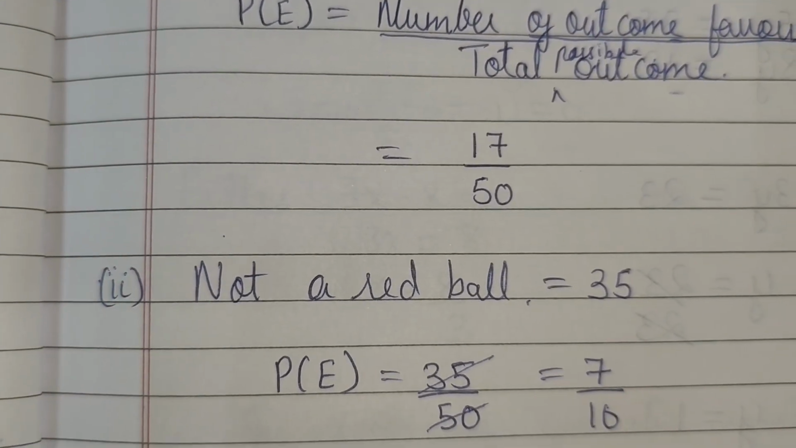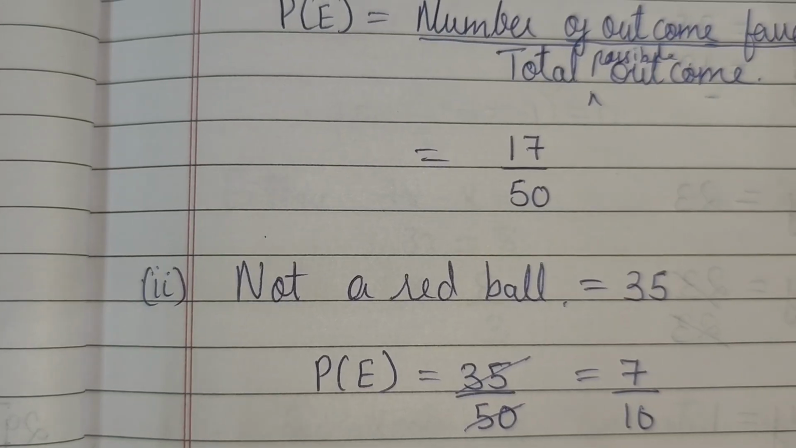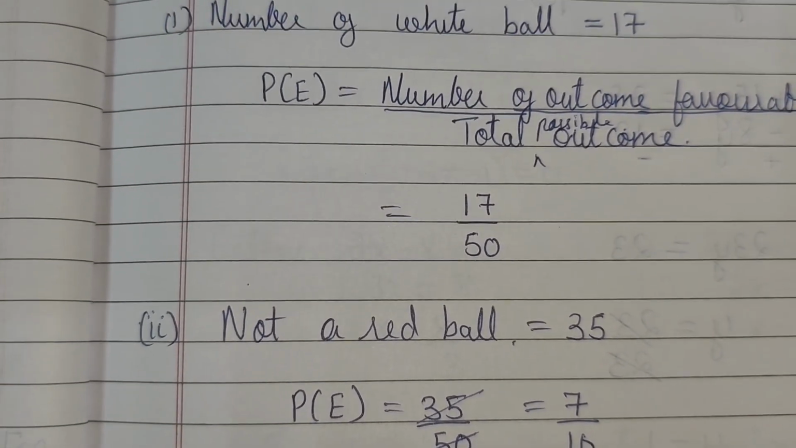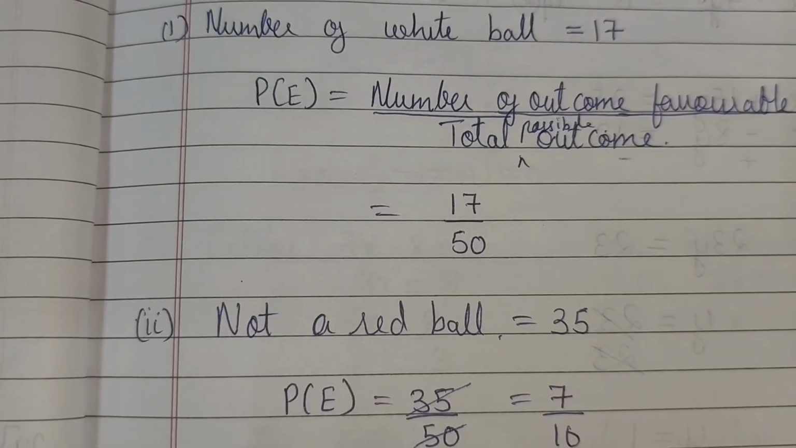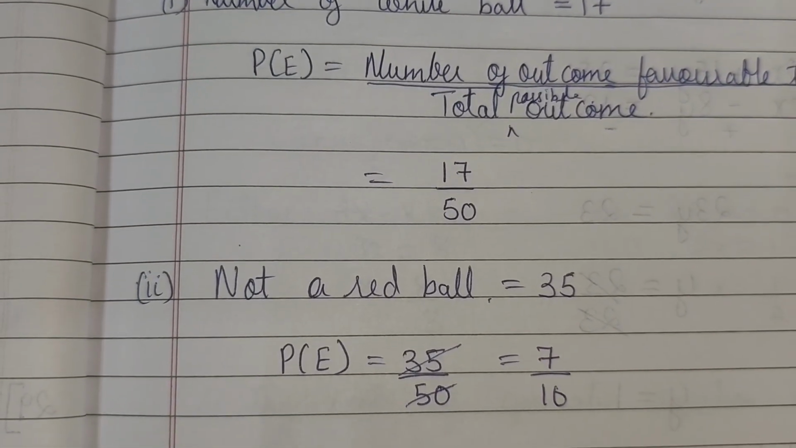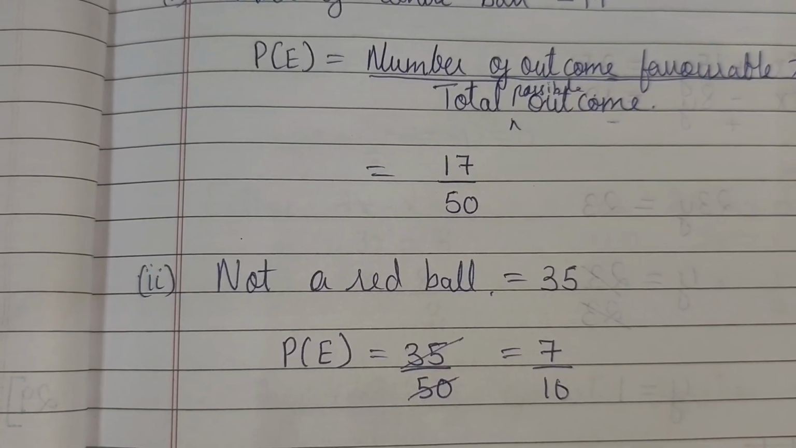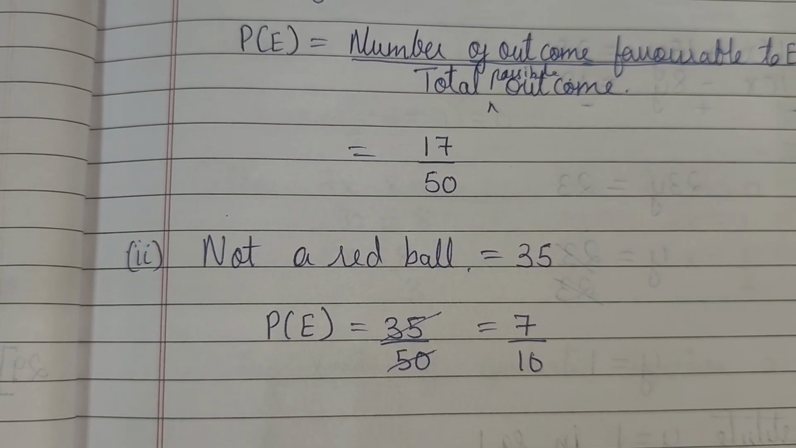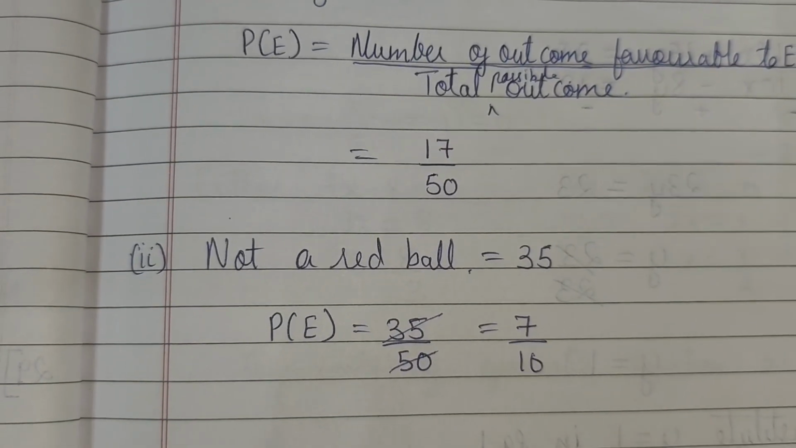Then the second part: not a red ball. So not a red ball will be how much? 50 minus 15, so it will be 35. So P of E will be what? 35 upon 50. After cancellation I will get 7 upon 10. That will be my final answer.